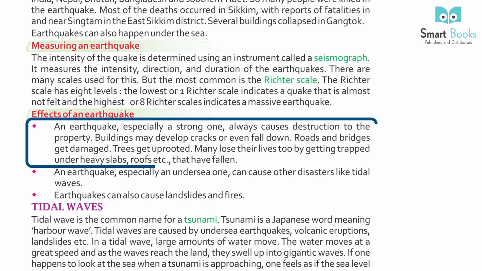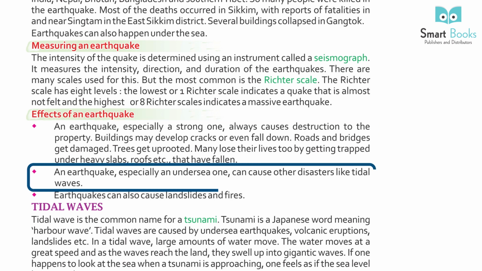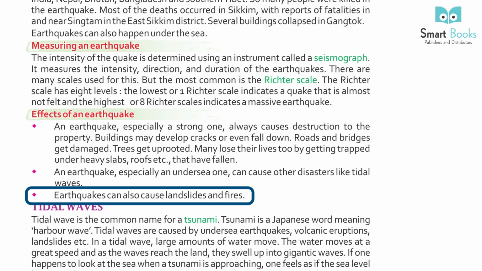An earthquake, especially a strong one, always causes destruction to property. Buildings may develop cracks or even fall down. Roads and bridges get damaged. Trees get uprooted. Many people get trapped under heavy slabs, roofs, etc. that have fallen. An earthquake, especially an undersea one, can cause other disasters like tidal waves. Earthquakes can also cause landslides and fires.